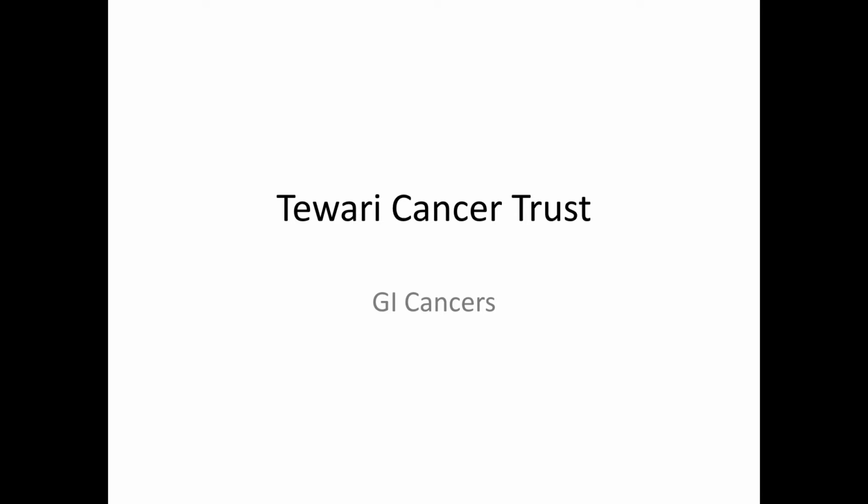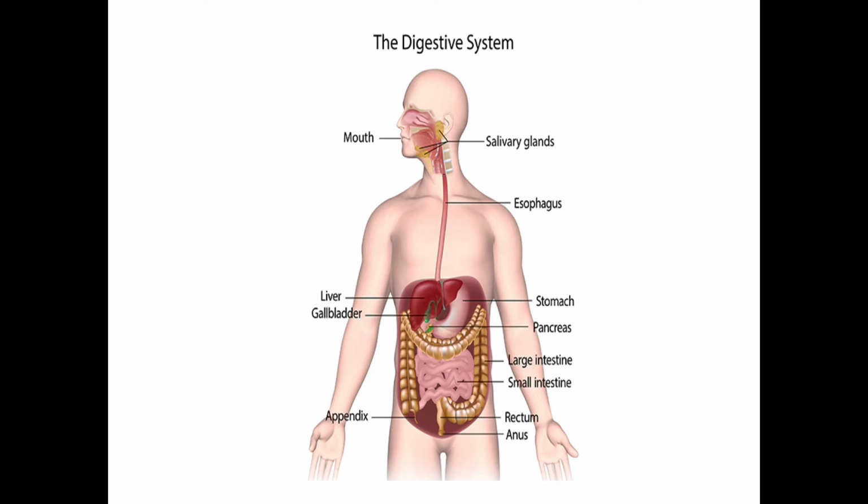Today we'll be starting a series on gastrointestinal cancers. So before we begin, let's have a look at this pictorial representation. As you can see, it highlights the gastrointestinal tract. What exactly it means is, when we swallow food in our mouth, it goes into a tubular structure which is called the food pipe, or in medical terms an esophagus. This esophagus connects mouth to stomach.